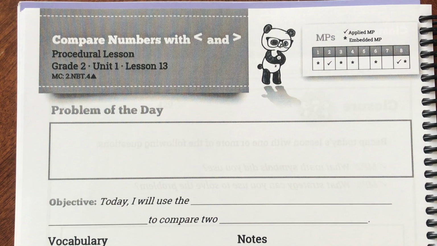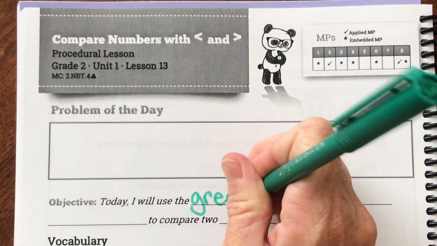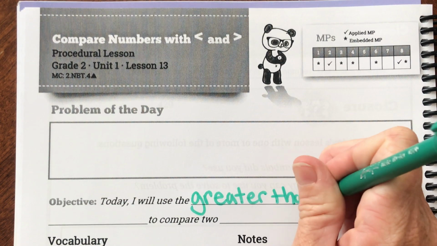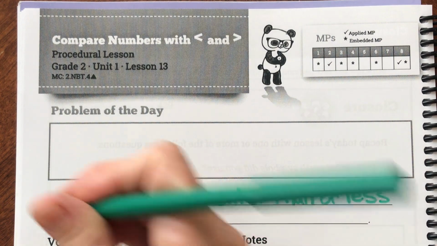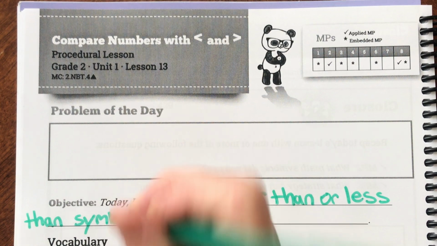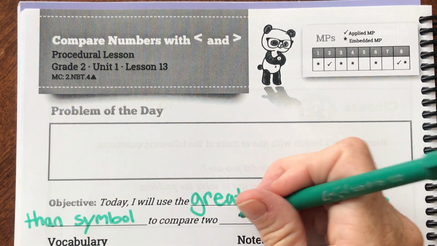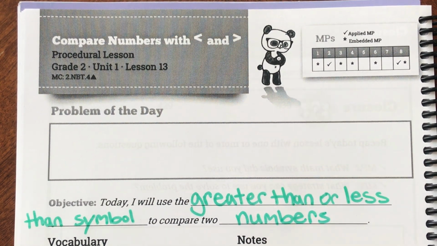Today we are on page 59 of your student journal. We're on page 59, and our objective for the day, or our goal, is: today I will use the greater than or less than symbol to compare two numbers. Okay, so boys and girls, this is the same thing we did yesterday.